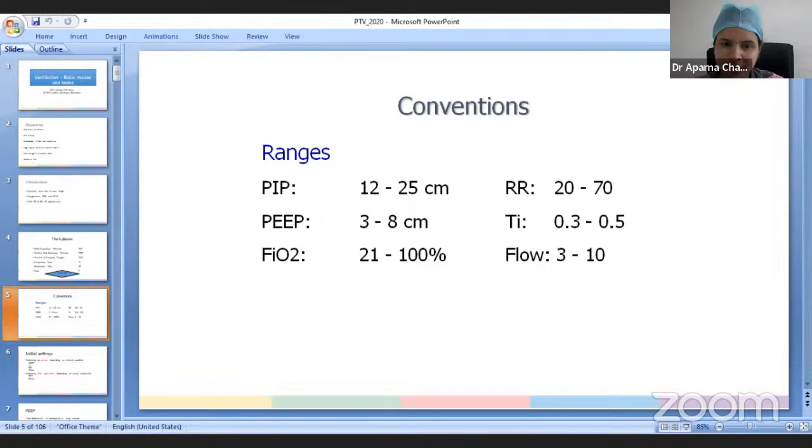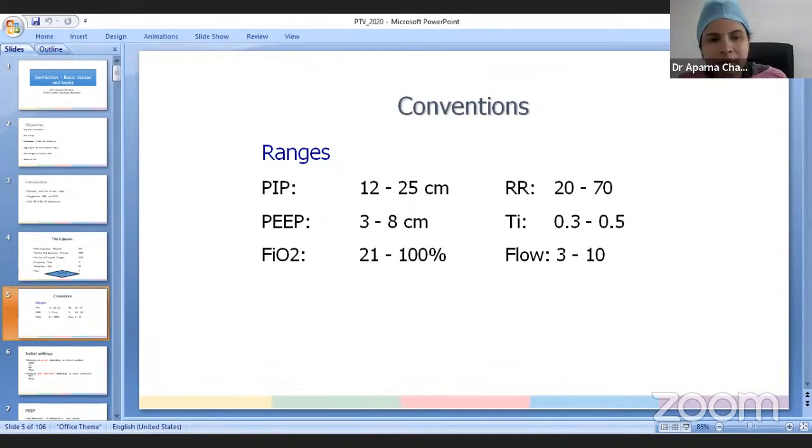So if you know that respiratory rate is 80 per minute and I time is 0.35, we know that 1 respiratory cycle will be 60 seconds divided by 80 breaths, which is 0.75 seconds. So what is the E time? E time will be 0.75 minus 0.35 seconds, which is 0.4 seconds. So I to E ratio will be 0.35 to 0.4 seconds. So likewise, we can calculate the other two variables when we know two of them.